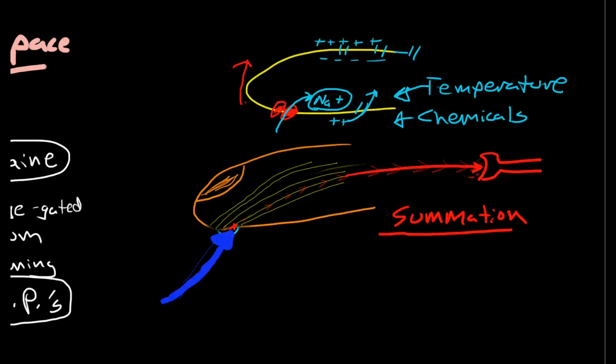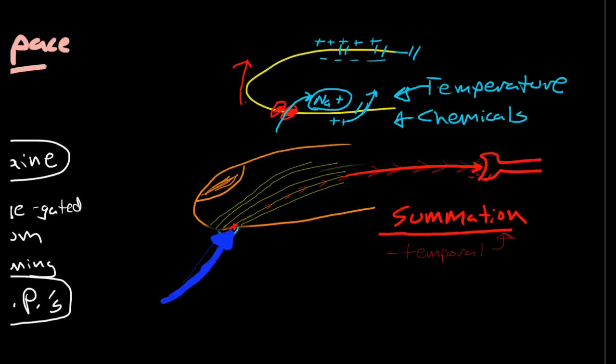Okay, so that's called temporal summation, and that just means lots of impulses over time add together or create a sum that is able to open up enough ligand-gated sodium channels to activate an action potential here.